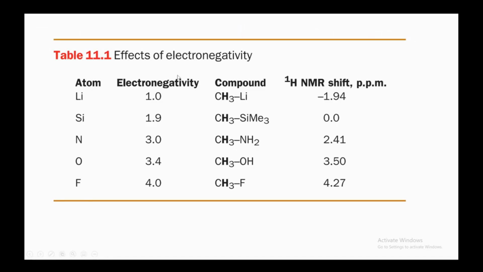So for example, effects of electronegativity: if we have lithium, which has an electronegativity of 1.0, and the compound is methyl lithium, the ppm value will be minus 1.94. As you can see, lithium is a very electropositive element. It's a metal, so metals shift the spectrum upfield into the shielded region, so the signal appears in the negative region.